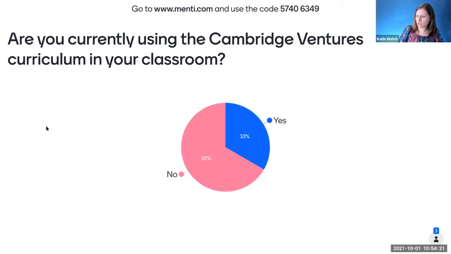Letitia can't see the question. Can you see it now? Am I not sharing my screen correctly? It's are you currently using the Cambridge Ventures curriculum in your classroom? And it's just a yes or no question. Okay. So looks like most are not. Super helpful.